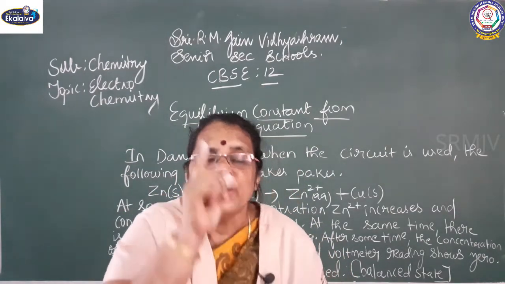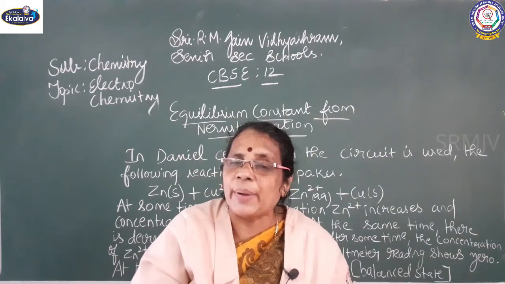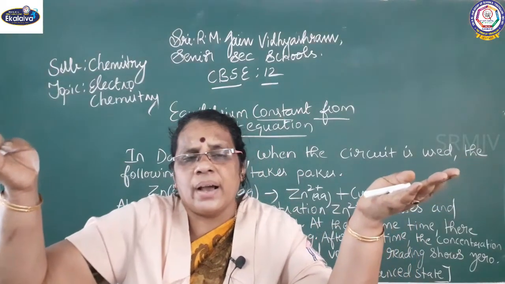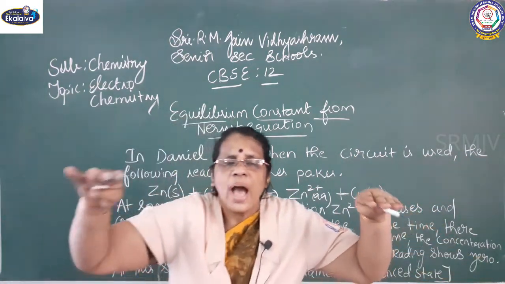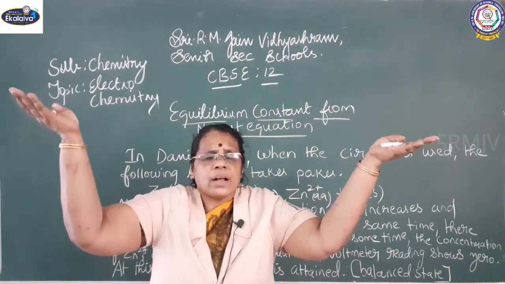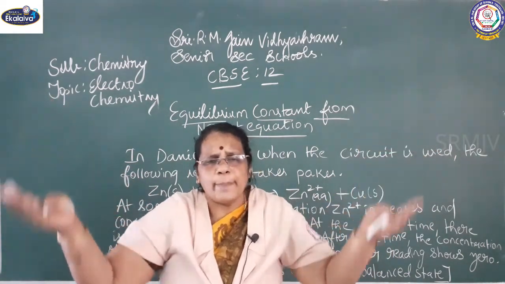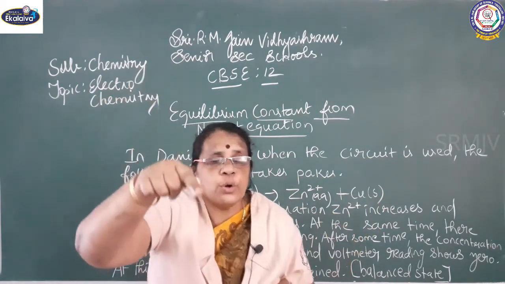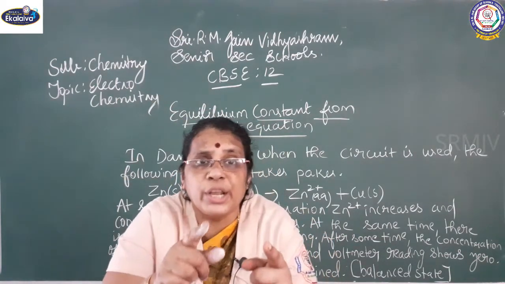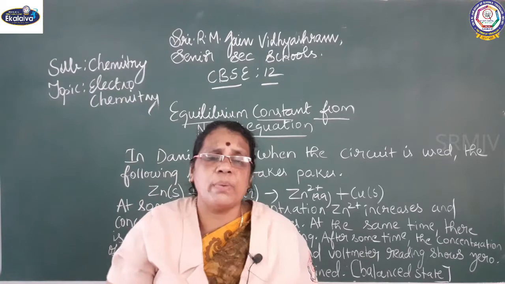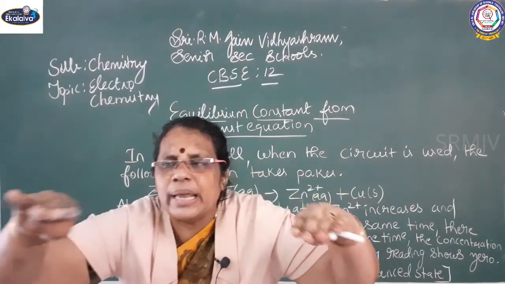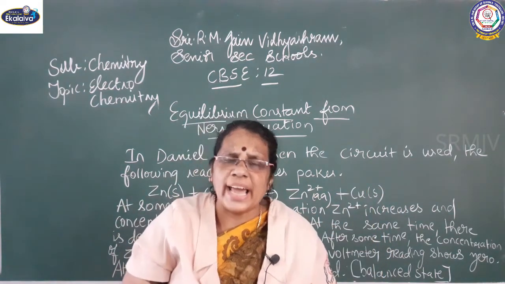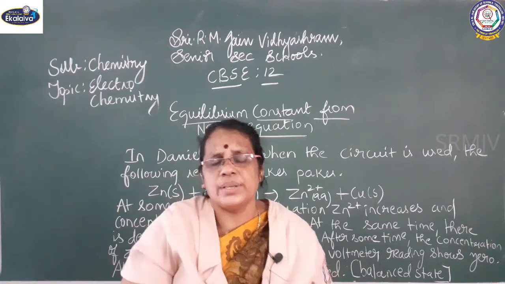After some time, the concentration of both zinc ion as well as copper ion becomes equal. When you note the voltmeter reading, it becomes 0. You can see the 0 reading in the voltmeter. It shows that an equilibrium is attained, a balanced state is attained. So, we are going to derive the equilibrium constant from the Nernst equation.